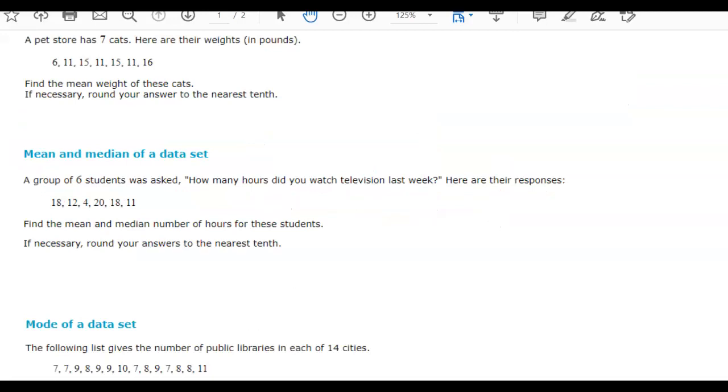All right, next one here, we've got mean of a data set. So we've got a pet store has 7 cats. Here are their weights. So we're looking at this problem right here. Find the mean of these cats. If necessary, round your answer to the nearest tenths.